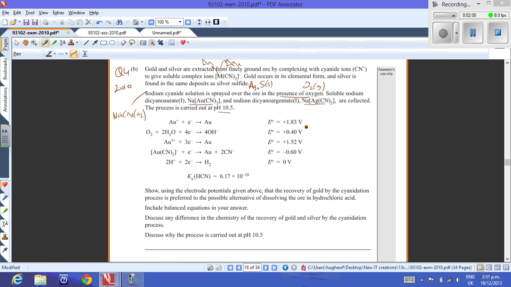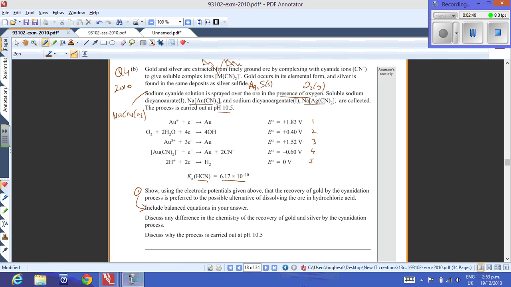Then you're given 5 different reduction half equations here with the standard reduction potential values given to you. You're given the Ka for cyanic acid, which is 6.17 by 10 to the minus 10. So all of these numbers and equations have some relevance, as we'll see when we answer the question. And then the target is to show, using the electrode potential values given above, that the recovery of gold by the cyanidation process is preferred to the possible alternative of dissolving the ore in hydrochloric acid. So that's the first thing we need to do. Include balanced equations in your answer.